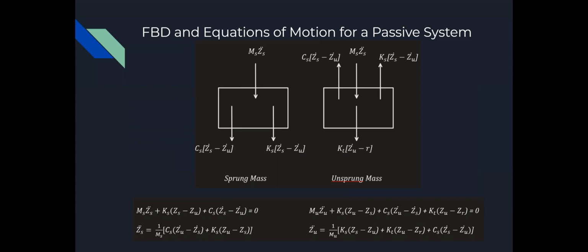For the unsprung mass equation, the 1 over mu is the unsprung mass, the ks is the spring coefficient of the sprung mass, kt is the tire stiffness, and cs is the damping coefficient of the sprung mass. These will later be plugged into the Simulink, and it will be used to simulate a suspension system.